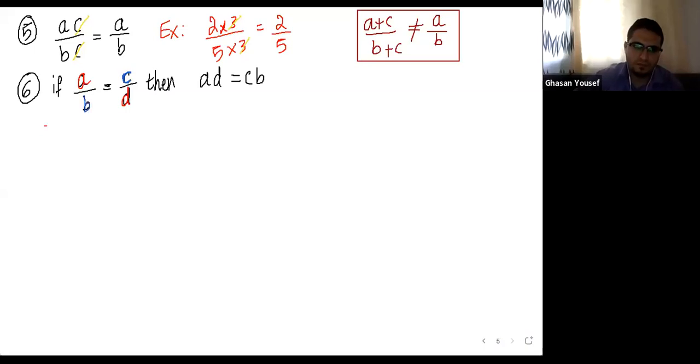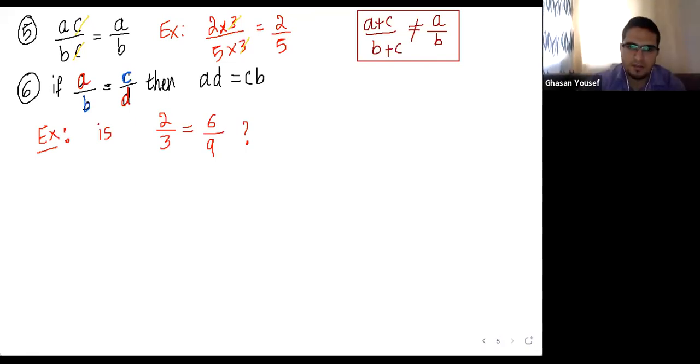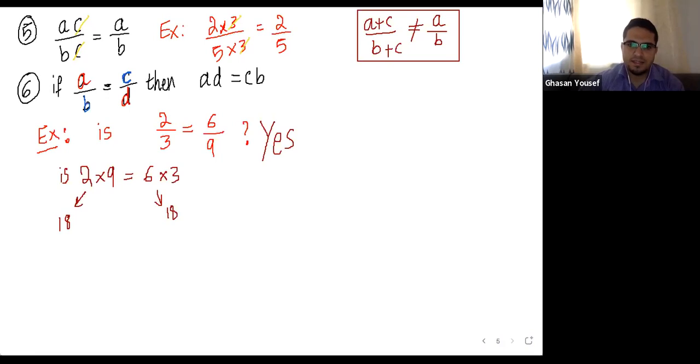For example, is 2 over 3 equal to 6 over 9? To check that, I have to multiply 2 times 9. So I ask myself, is 2 times 9 equal to 6 times 3? The answer here is 18, and the answer here is 18. So the answer is yes. Why? Because multiplying 2 times 9 is the same as multiplying 6 times 3.